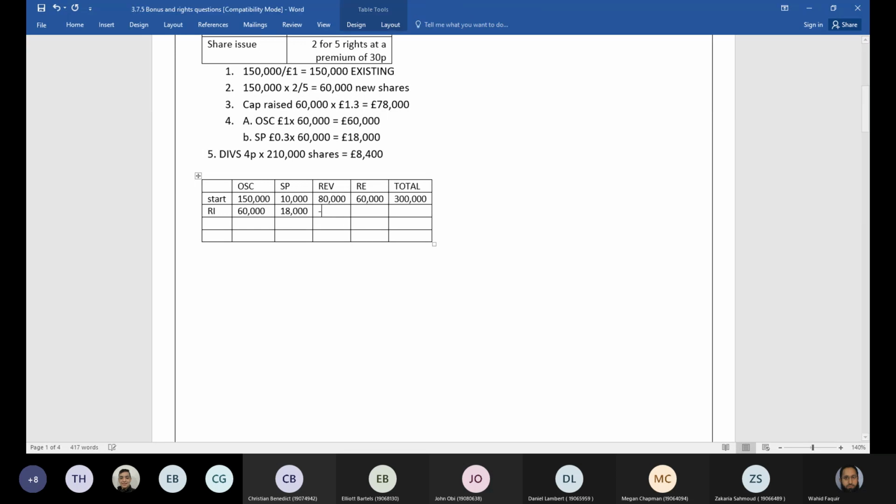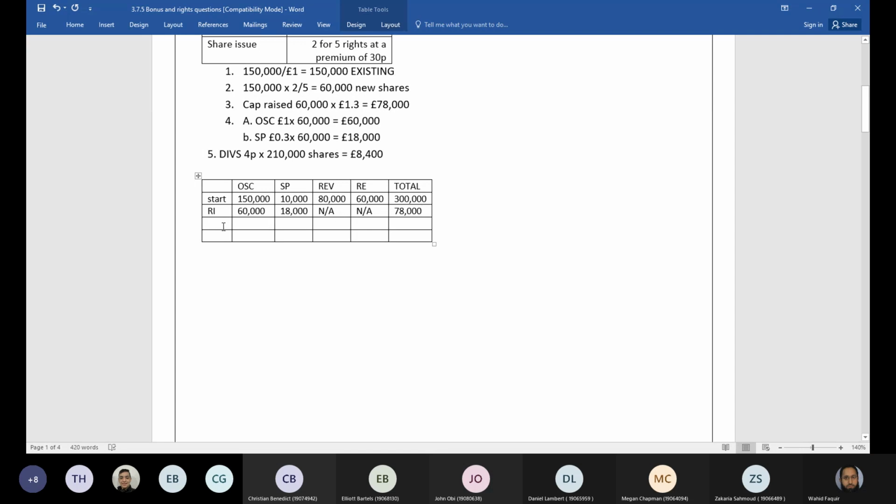The revaluation is not affected by the rights issue, so we can put a dash in there, or not applicable. For the first time, it's going to be not applicable. You don't always have to do that. Just so you know you're not getting confused there. Then when we add across, we have the 78,000.